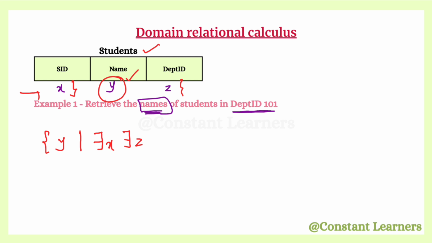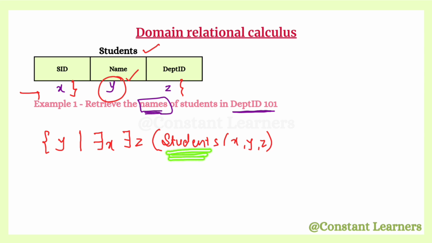Then we have to specify the table name with the defined variables for each column, just like we did in the tuple relational calculus. There we used a variable for each tuple. Here we are using one variable for each column, right? So now we give the round bracket, we write the table name, that is students and x, y, z. This informs the DBMS that we are talking about the table students.